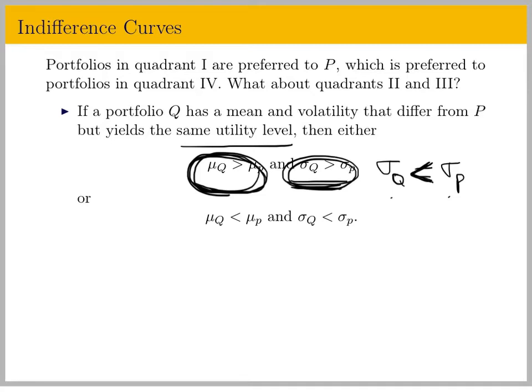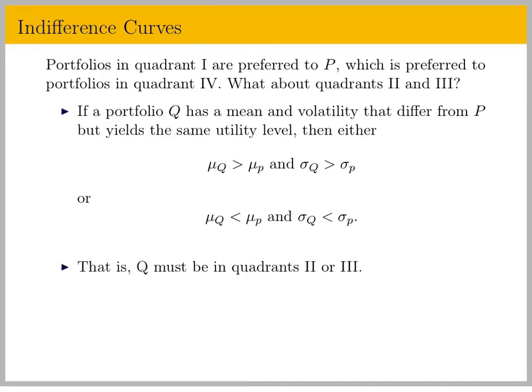And then we can flip the analysis. If it offers the same level of utility and it's offering a lower expected return, then by the same token it must be offering a lower volatility in order to increase the utility up to that of P. That is, the lower mean return decreases utility, and so to compensate, the volatility must also be lower. So what that means is that Q must lie in quadrants 2 or 3.